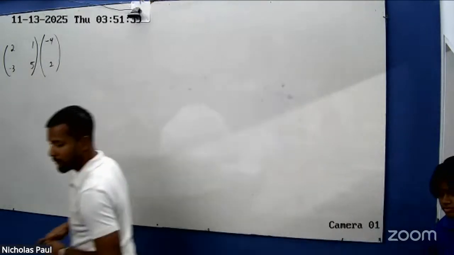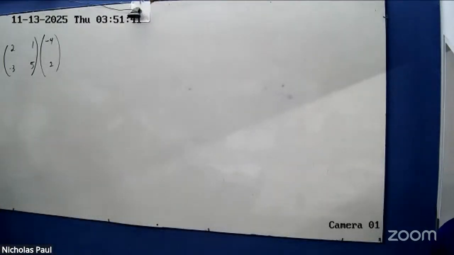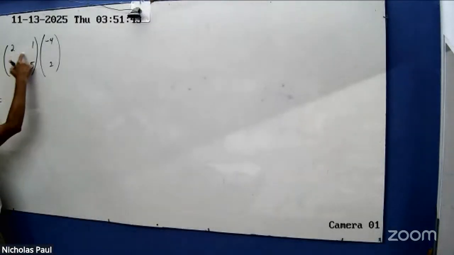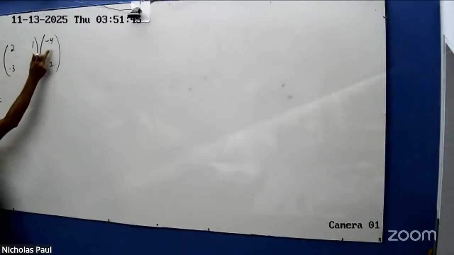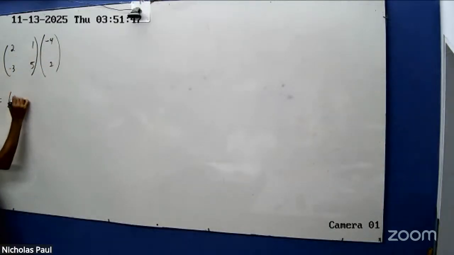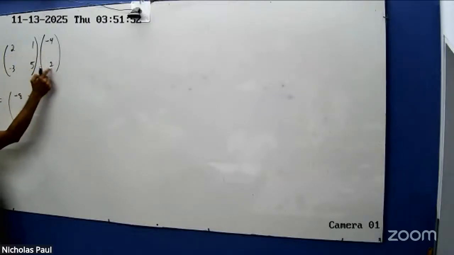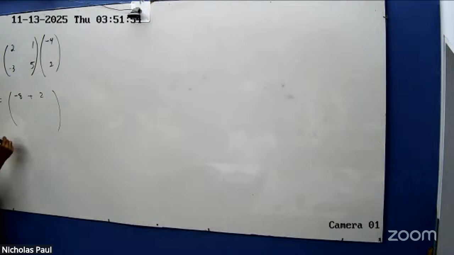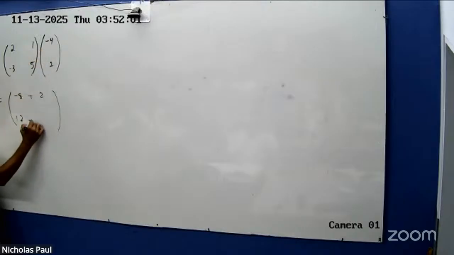All right, so let's multiply it now. Say you're multiplying row by column. So you're multiplying 2 by -4. 2 by -4, that's -8, plus 1 by 2 is 2. That's okay? Row by column, finish with the row, next row, -3 by -4, 5 by 2. So your final answer is -620. That's okay? That's how we multiply, and we're going to use this now.